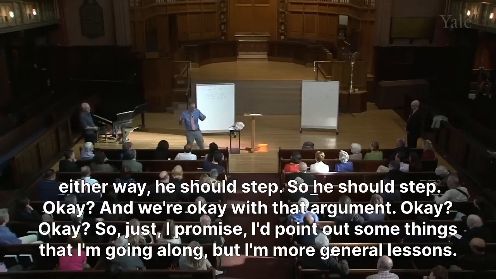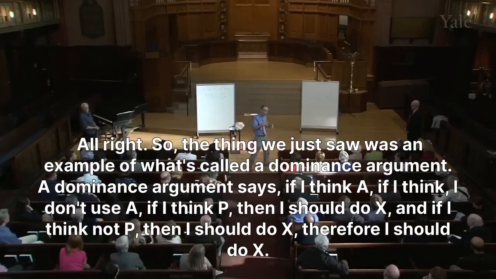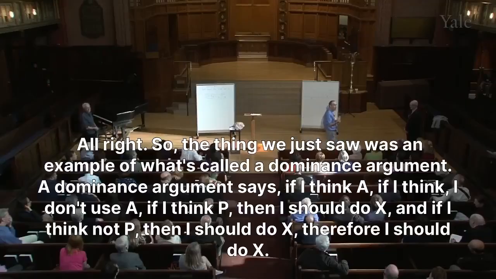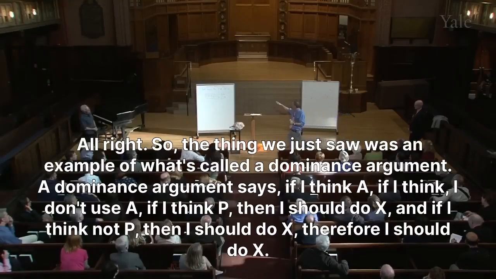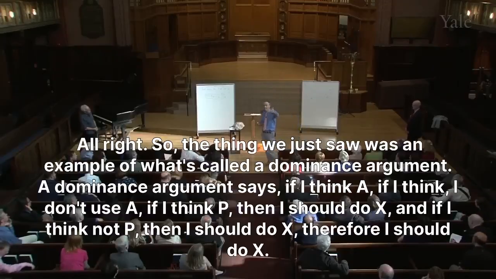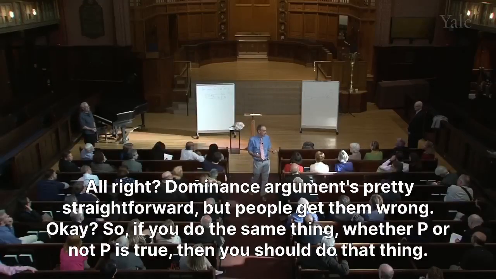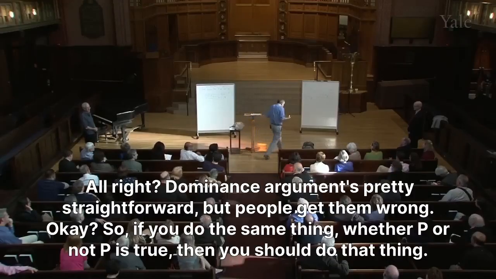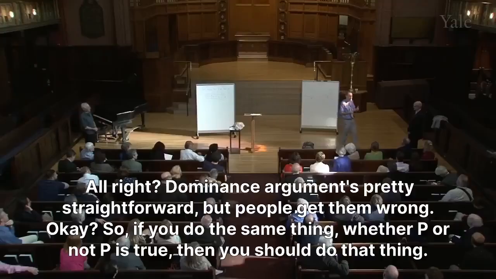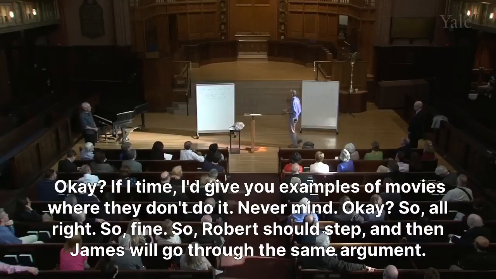Okay. So I promise I'd point out some things that I'm going along that are more general lessons. All right, so the thing we just saw was an example of what's called a dominance argument. A dominance argument says, if I think P, then I should do X, and if I think not P, then I should do X, therefore I should do X. All right, dominance arguments are pretty straightforward, but people get them wrong. So if you do the same thing, whether P or not P is true, then you should do that thing. If I had time, I'd give you examples of movies where they don't do it, but never mind.